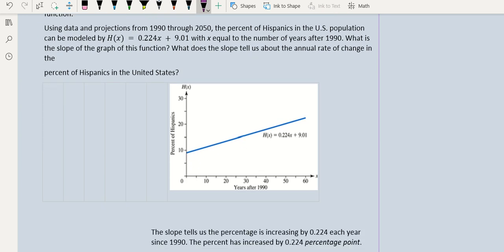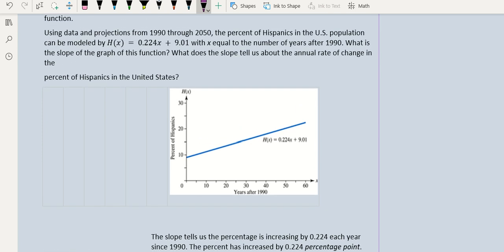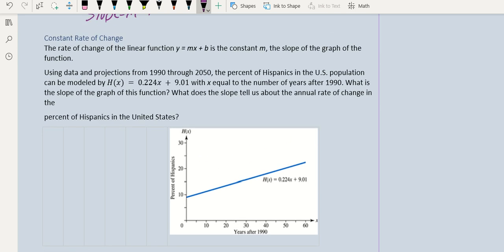So in this example, it says using the data and projections from 1990 to 2050, the percent of Hispanics in the U.S. population can be modeled by h of x equals 0.224x plus 9.01, with x equal to the number of years after 1990. What is the slope of the graph of this function? What does the slope tell us about the annual rate of change in the percent of Hispanics in the United States?